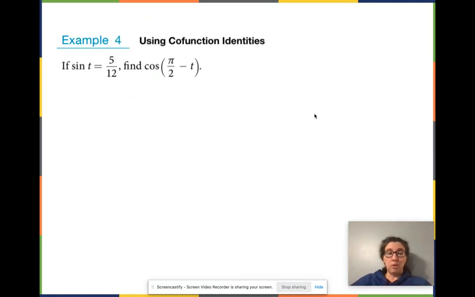Here's the kind of problem you could use this for. So here's my personal thing. I never quite understand why this is super interesting or important. I mean, yes, it's important to recognize this relationship, but this is like a minor thing. So if you knew that sine of t was 5/12, find cosine of pi halves minus t. Well, they're cofunctions, right? So if sine of t is this, cosine of pi halves minus that t value, we don't know what t is, but we know it's going to be the same thing.